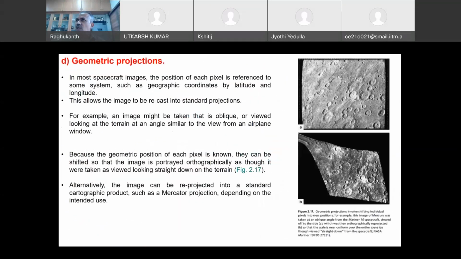Then geometric projections also. Projection matters a lot: stereographic projections, orthographic projections, Mercator projection, so many projections are there. It depends on how the spacecraft has done its inclination and other things also. So the geometric projection becomes very important.